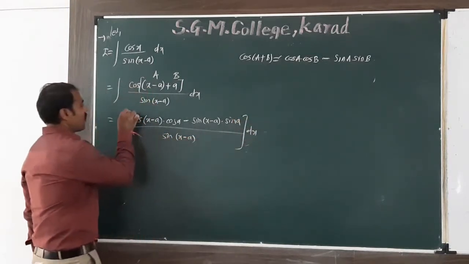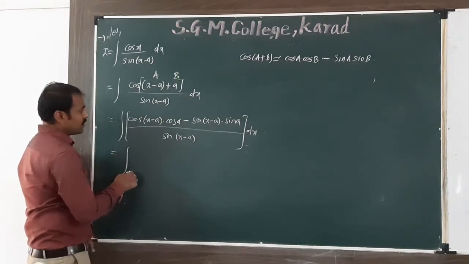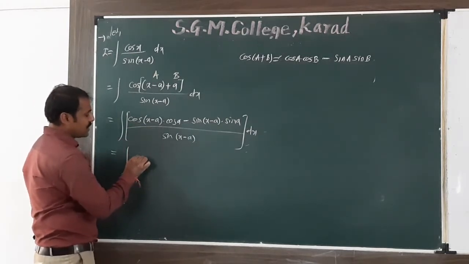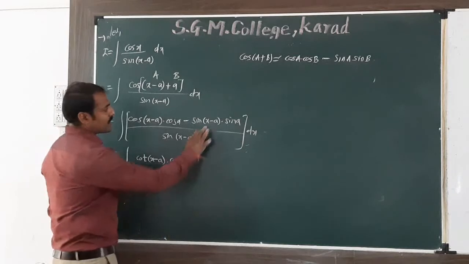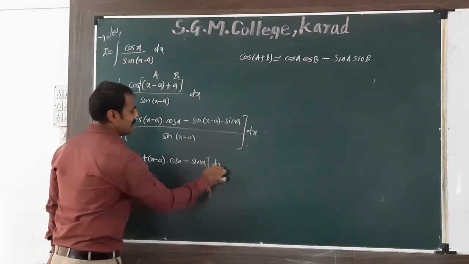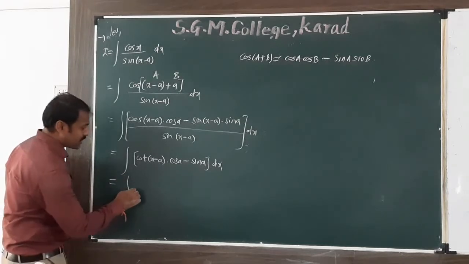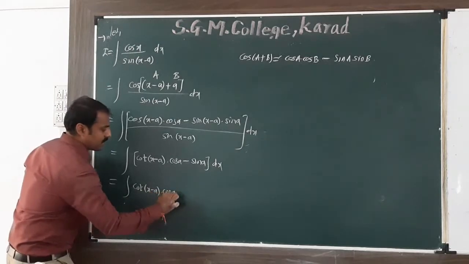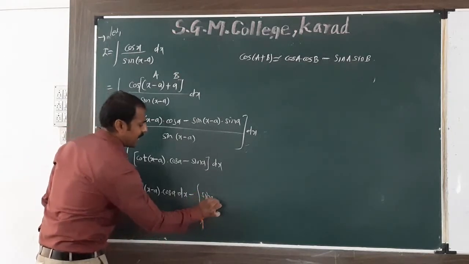Now, separating the denominator into both terms, the next step is the integration of cos of x minus a divided by sin of x minus a. It's cot of x minus a into cos a, minus sin of x minus a divided by sin of x minus a, which get cancelled. So what's remaining here is sin a dx. Inside the integration there is subtraction, so separate the integration sign: integration of cot of x minus a into cos a dx, minus integration of sin a dx.